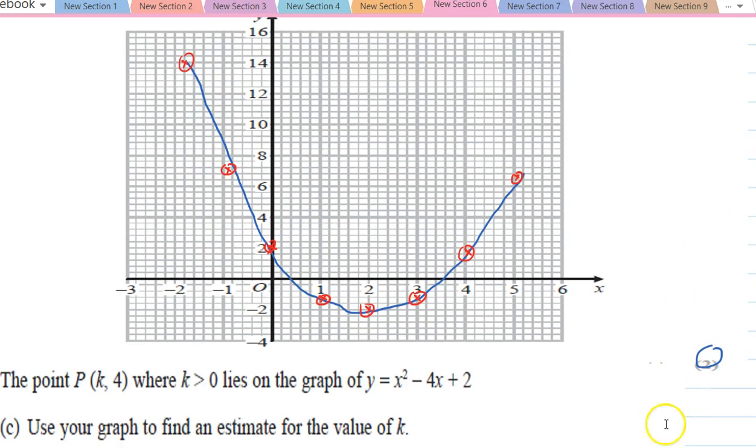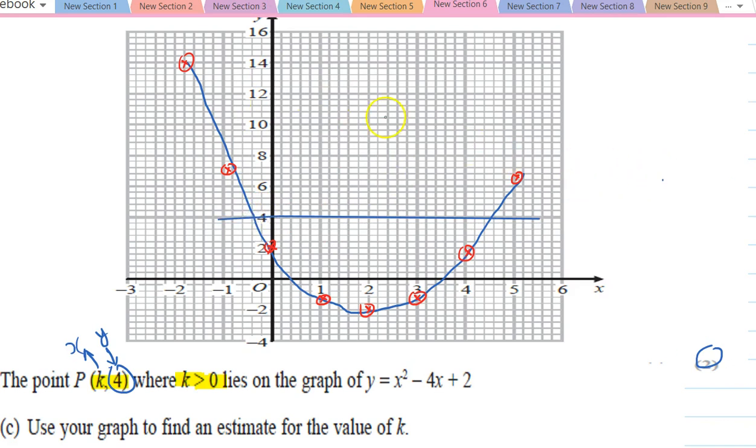Now what they are saying is, the point P has coordinates (k, 4), where k is greater than 0, on the graph. Use the graph to estimate the value of k. We have only one value, that is 4, and 4 is the y value, and this is the x value. So where y is 4? Here. Let's draw a line, y equals 4, and draw this side as well.